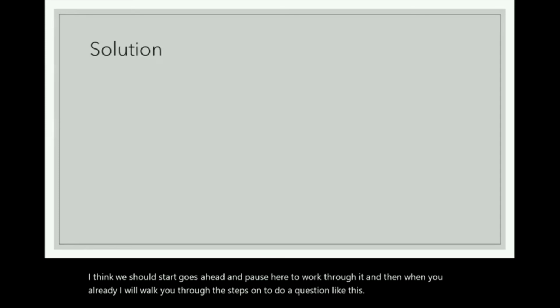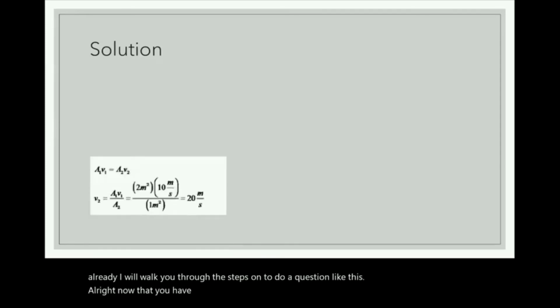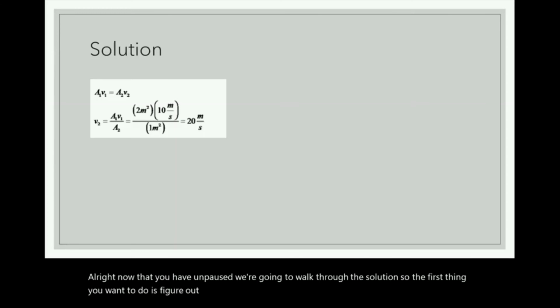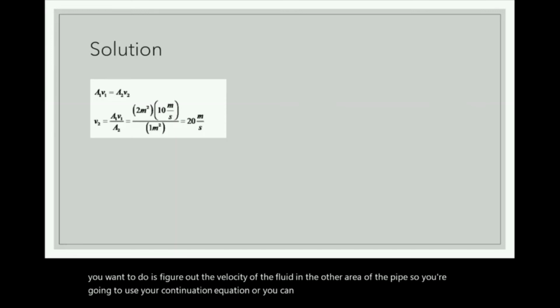All right, now that you have unpaused, we're going to walk through the solution. So the first thing you want to do is figure out the velocity of the fluid in the other area of the pipe. So you're going to use your continuity equation. You have that there for you. So you're going to plug in the area and the velocities, and then we'll solve for the missing velocity. So that'll be part one.